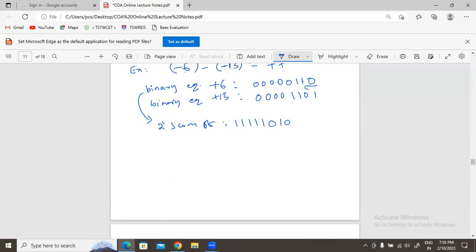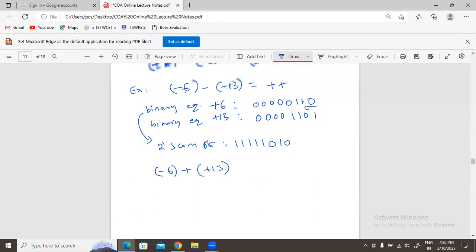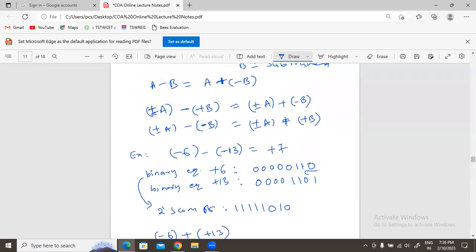Now, I told you, whenever you are performing the subtraction operation, you have to convert this minus 13 into plus 13. Please understand, this is very important here. Plus B is converted into minus B, whereas minus B is converted into plus B, and then we perform the addition operation.